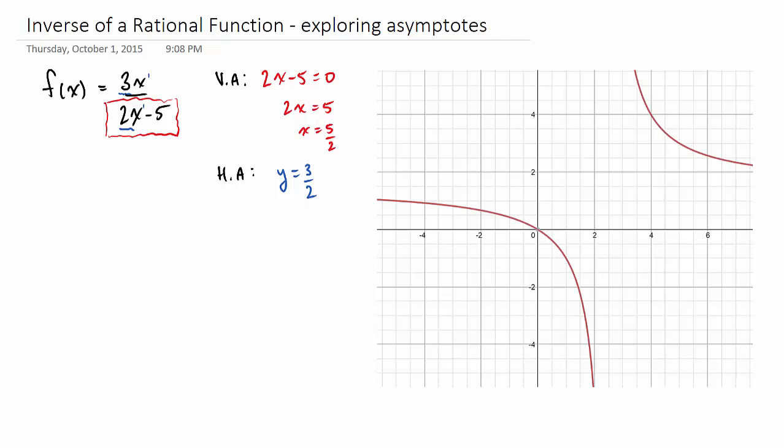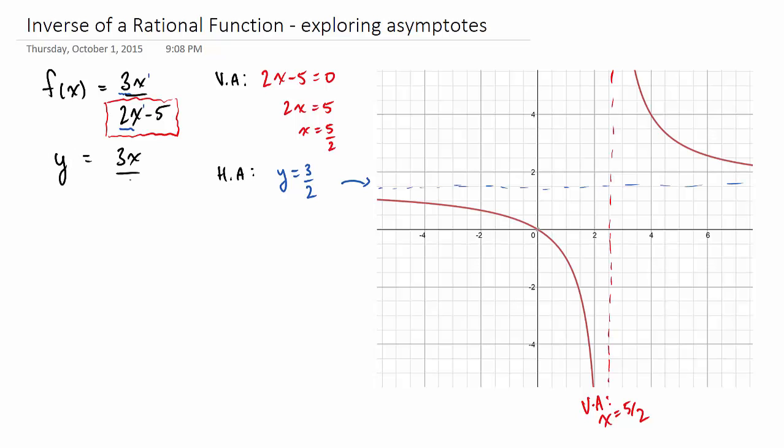So if we draw a graph of this function, we can put our vertical asymptote there in red. That's where x is 5/2. That's where the function approaches. And there's a horizontal asymptote in blue at y equals 3/2, so 1.5.